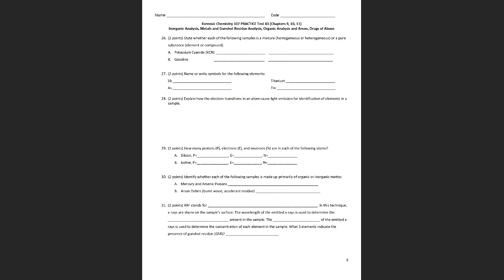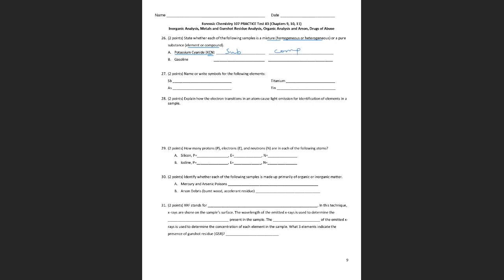Moving right along, now we are on the next page. State whether each of the following is a mixture or a pure substance, and specify whether the pure substance is an element or compound, or the mixture is homogeneous or heterogeneous. Potassium cyanide, that formula is just one compound, so that's a substance, and it is a compound.